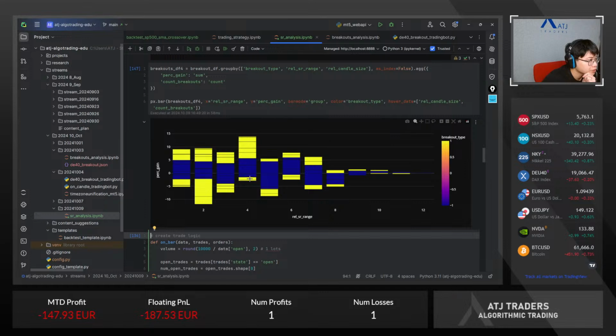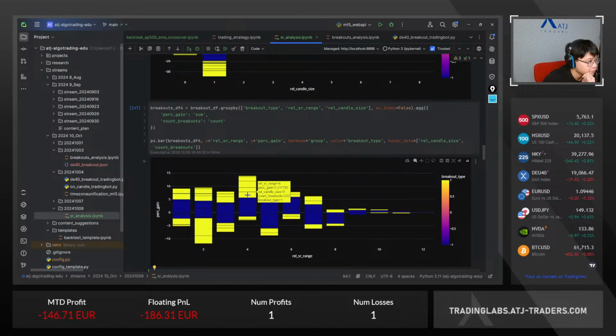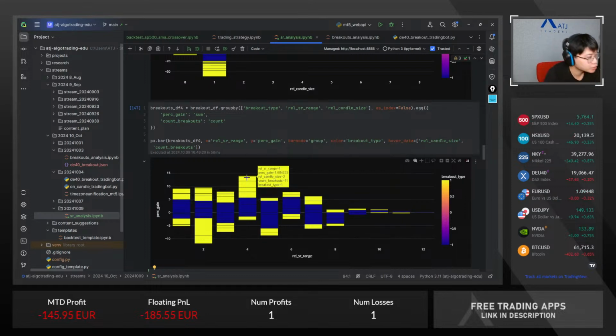But the most promising part here is when the relative SR range is 4, right? Because here we see very small losses. When the relative size is 8 and 6, very big, so we can almost disregard that. And here we have 0, 1, 2, 3. So most bullish breakouts have had the best performance when the relative SR range is 4 and when the relative candle size is between 0 and 3. So that's what I'm thinking. This looks almost the most promising right now. I'm gonna try that.